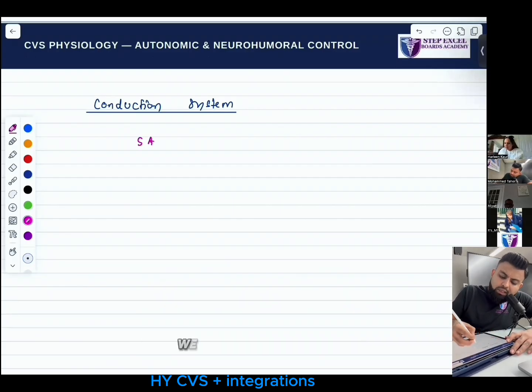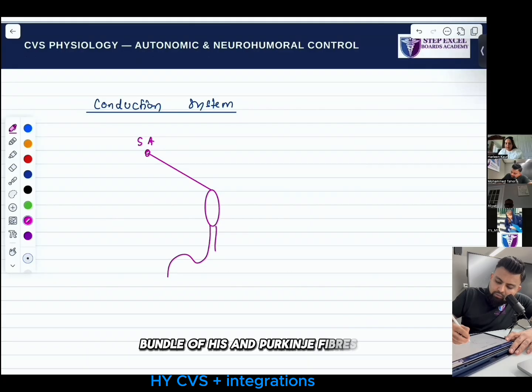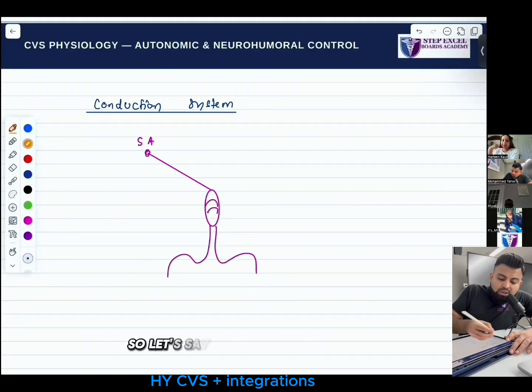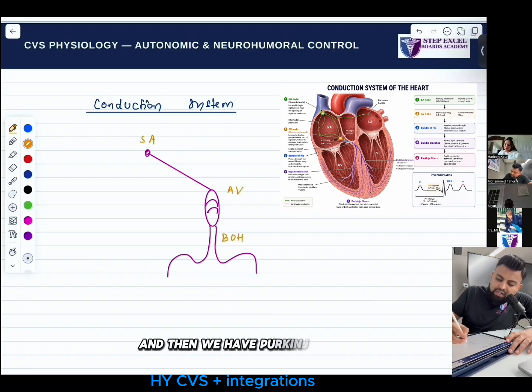We have our SA node, we have our AV node, we have the bundle of His, and we have Purkinje fibers, okay? Bundle of His and Purkinje fibers, right? So let's say this is the SA node, this is the AV node, and then we have the bundle of His, and then we have Purkinje fibers.